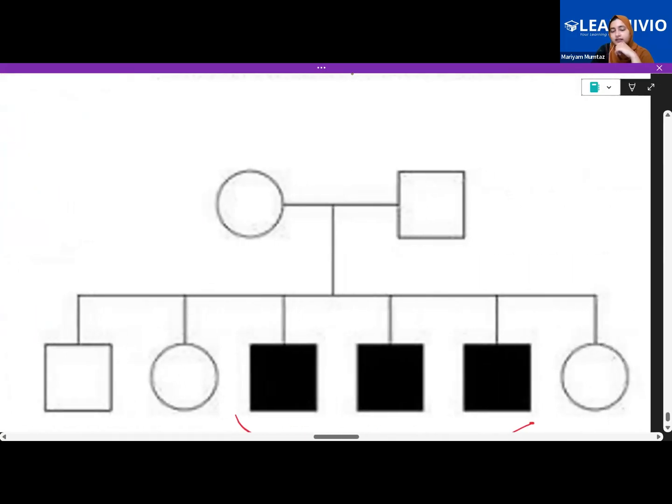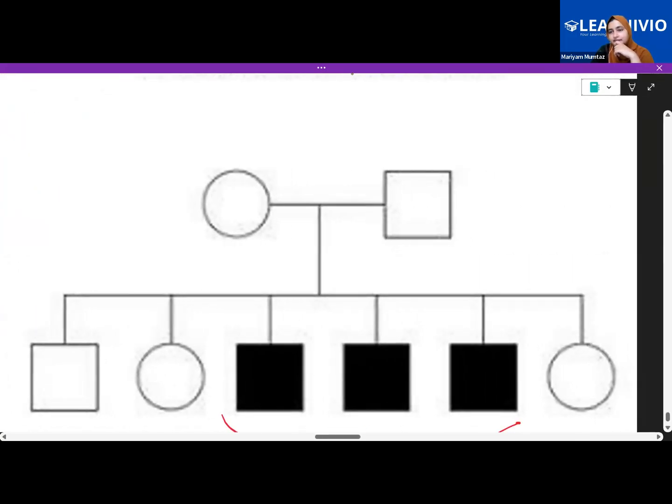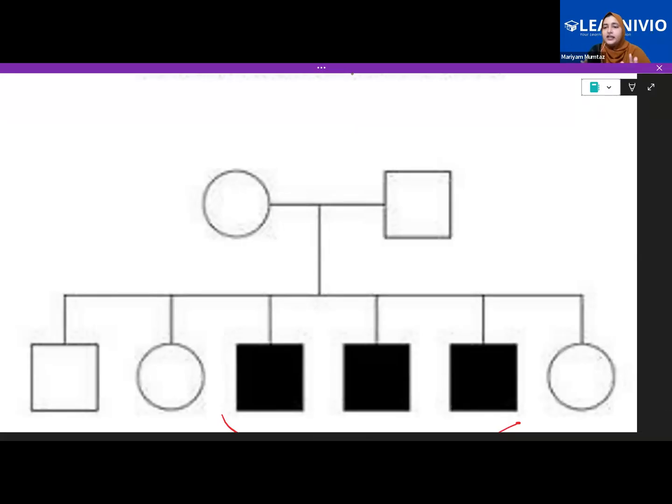Okay, now tell me this one. First of all, whenever you see a pedigree, the first thing you figure out is whether it is dominant or recessive. Now tell me, is it dominant or recessive? Recessive. Recessive, right? Because only one generation has affected individuals, but both of the parents don't. Okay, now, X-linked or not?